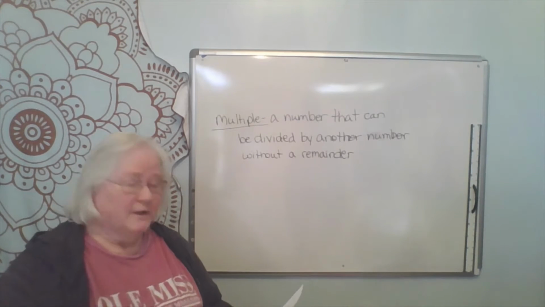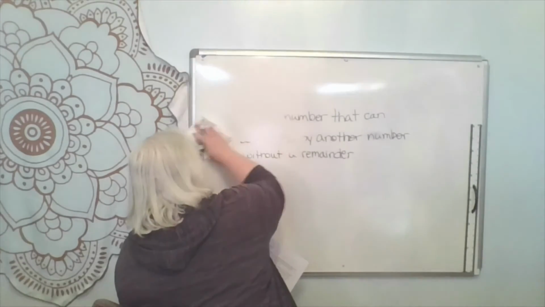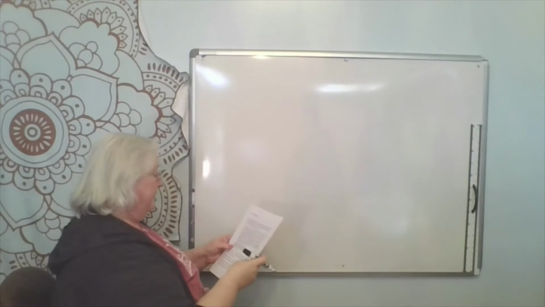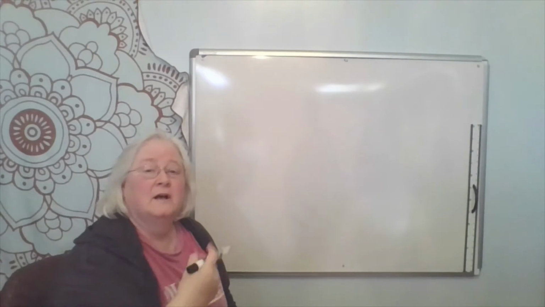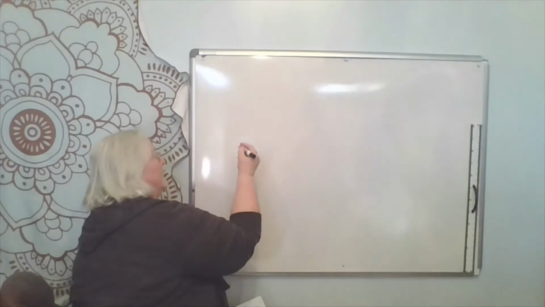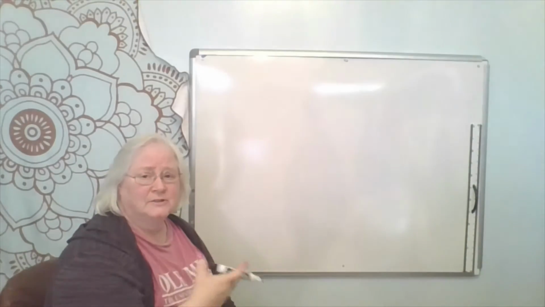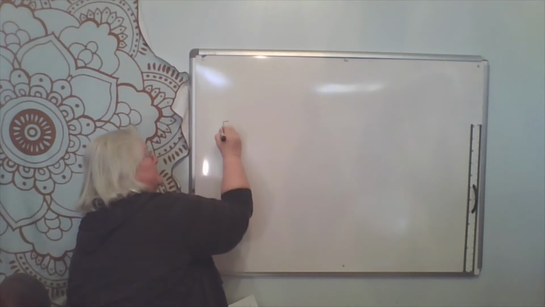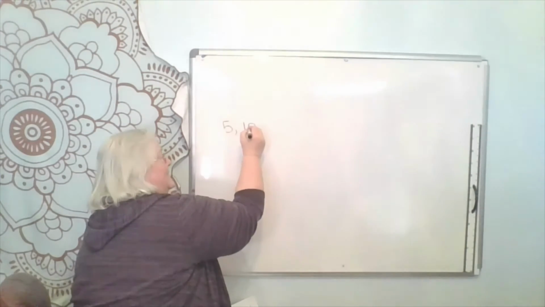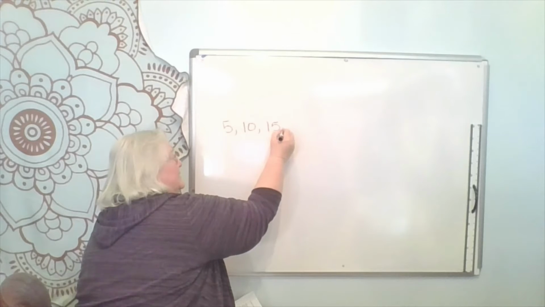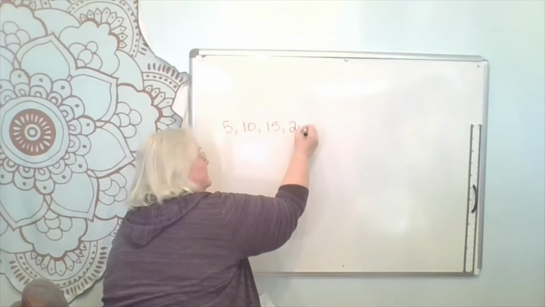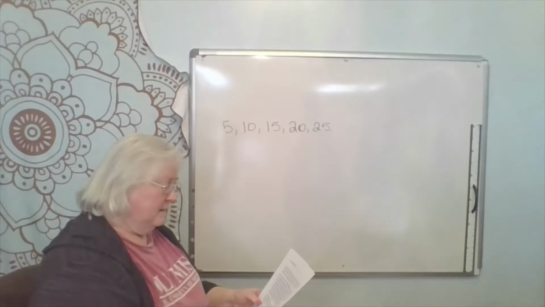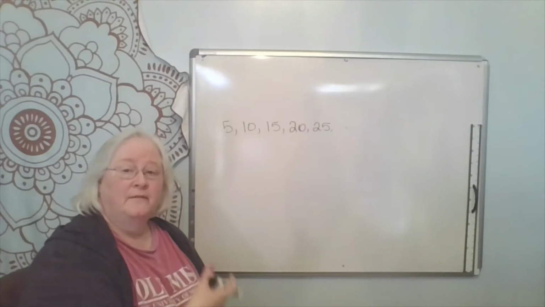Okay, so let's look at a couple of multiples. Let's take the number 5 and find the multiples of 5. Like I said, it's the answer to multiplication problems. So 5 times 1 is 5. 5 times 2 is 10. 5 times 3 is 15. 5 times 4 is 20. 5 times 5 is 25. And you can go on and on. So those are the multiples of 5.